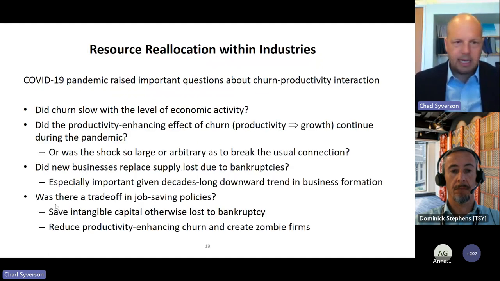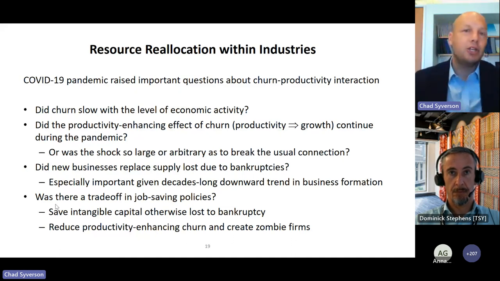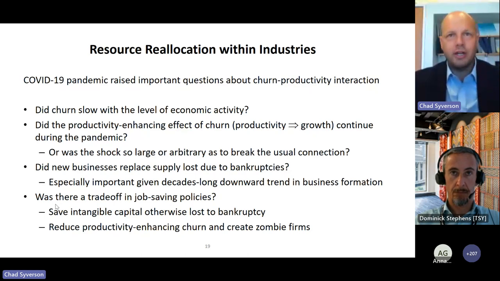It turns out that the best data we have to this point suggests no, and I'll show you a little bit of that. We don't have a so-called zombie firm apocalypse. There aren't a lot of companies that should have gone bankrupt that didn't and are only staying alive simply because taxpayers keep subsidizing their activity or something like that. The link between churn and average productivity growth that I mentioned on the last slide seems to have stayed intact.